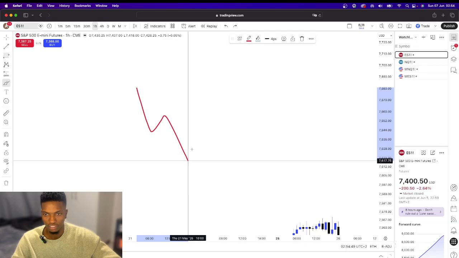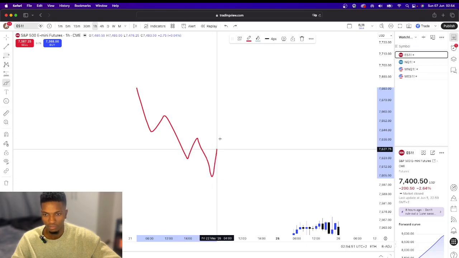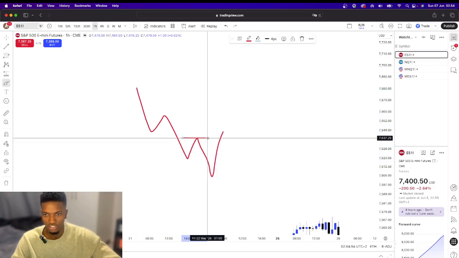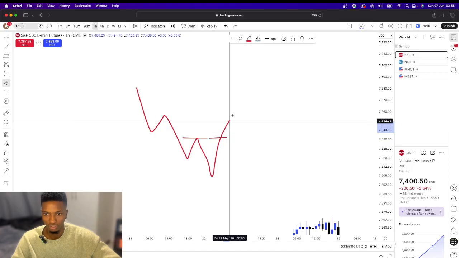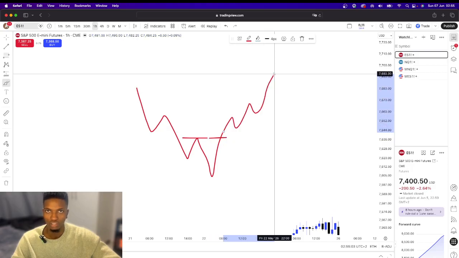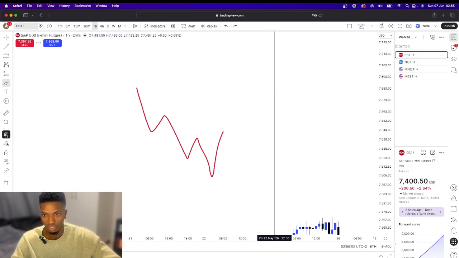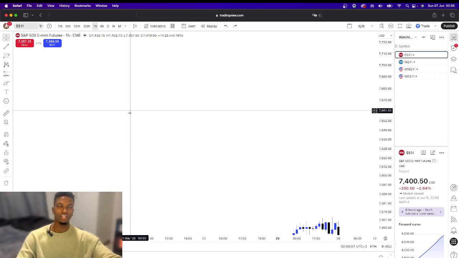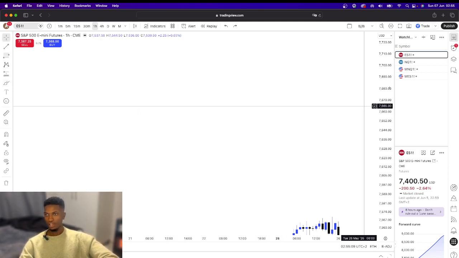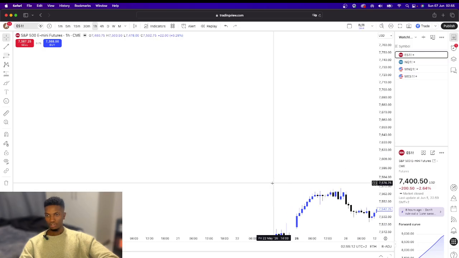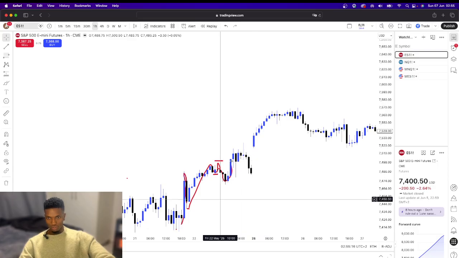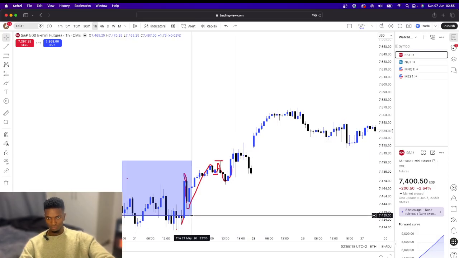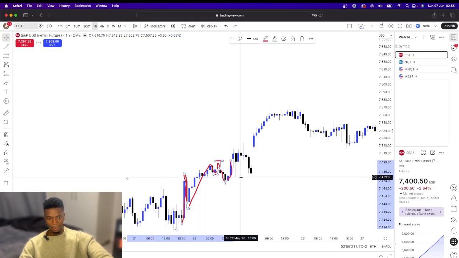Move down, move up, move down, move up, move down, move up. Then we break structure up here, right? This signals to us that we are about to change the trend from a downtrend to an uptrend. That's usually what happens. So let me show you some real life examples of what I'm talking about, and then you can go and practice this yourself.